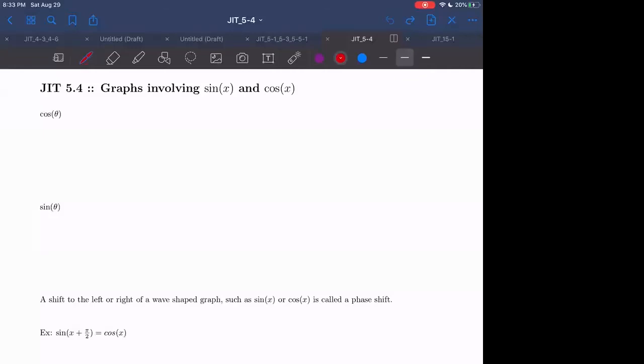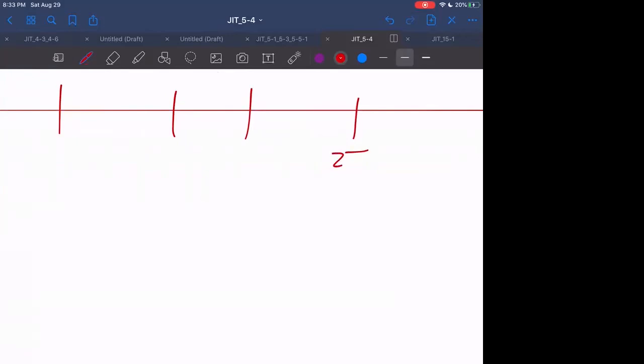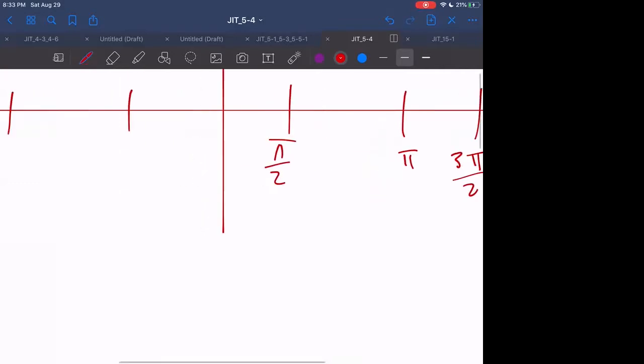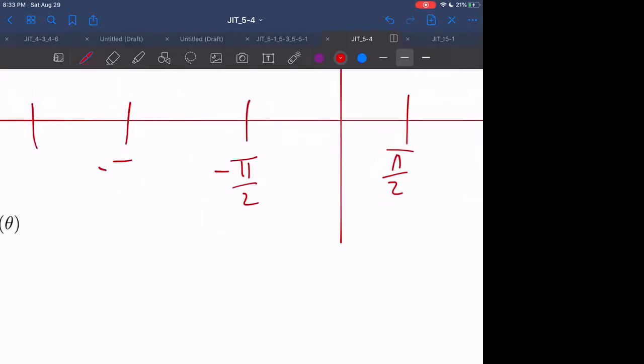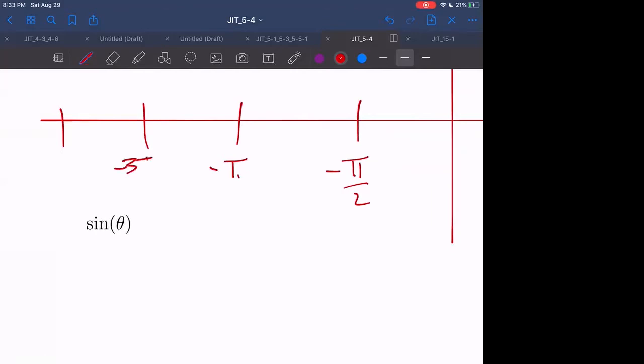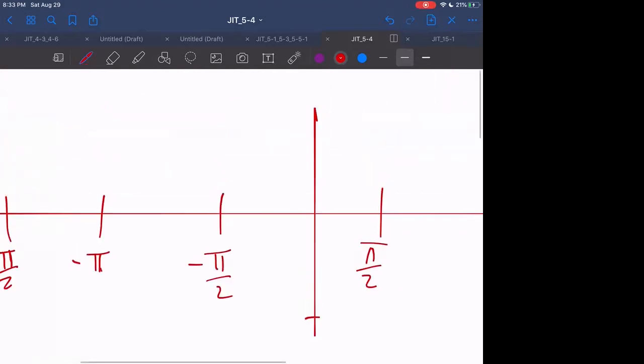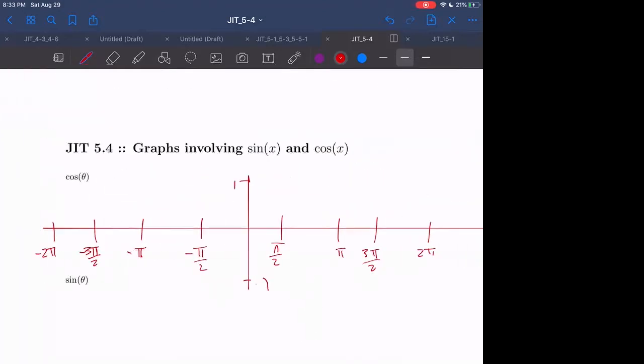All right, so we're looking at some more graphs involving sine and cosine. If we start with cosine, just a reminder, our cosine graph is shaped like this. 2 pi, 3 pi over 2, pi, pi over 2, negative pi over 2, negative pi, negative 3 pi over 2, and negative 2 pi. Going from 1 to negative 1.